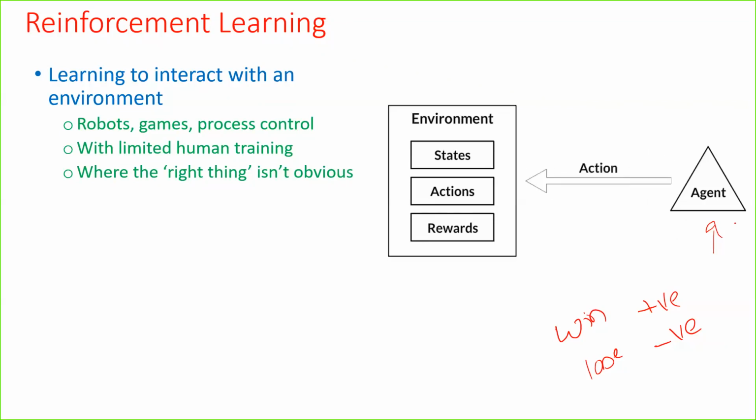Excuse me, sir. Who will be giving rewards to this agent? Does it calculate the rewards itself? Rewards are defined explicitly. Positive rewards or negative rewards are defined based on the action that the agent is taking, and the goal of the agent is to maximize the reward.